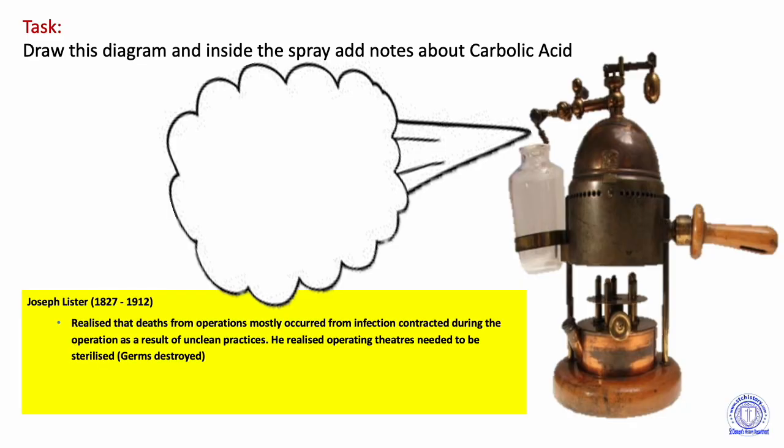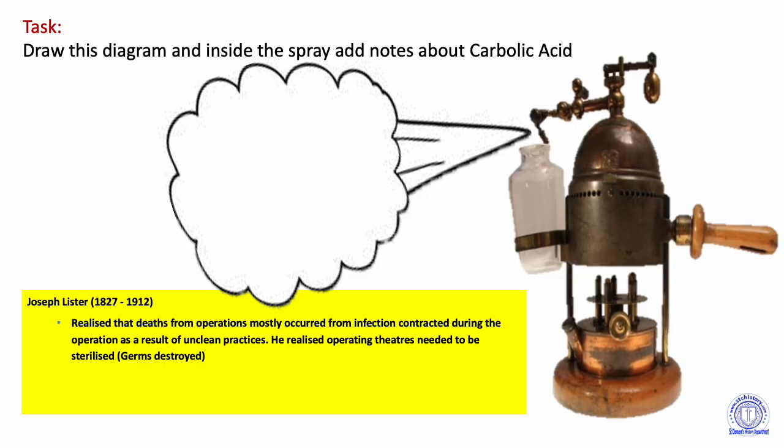So the first thing you can add to that bubble is Joseph Lister and the date range that he was around. He realised that deaths from operations mostly occurred from infection. That's his gift to the thing. And while he's thinking of that, he then puts into practice his idea about the carbolic acid and what he's read with Louis Pasteur's work. All right, so he's just put the two things together. He's accepted that most people die of infection, not pain and not blood loss.